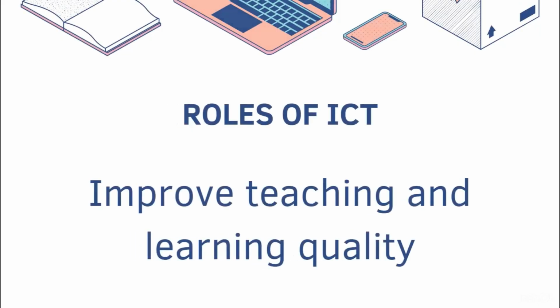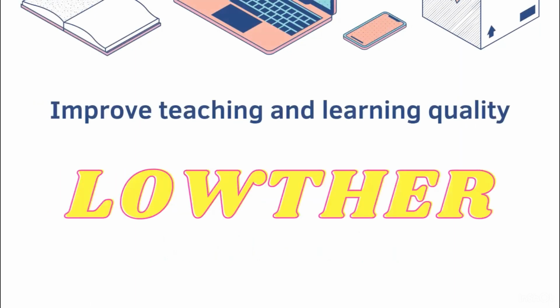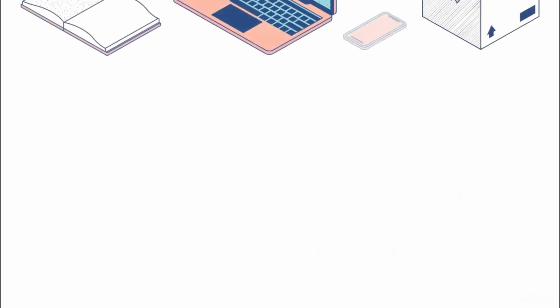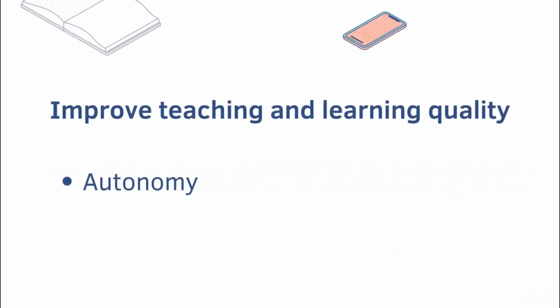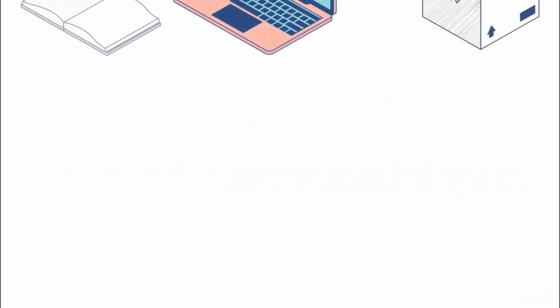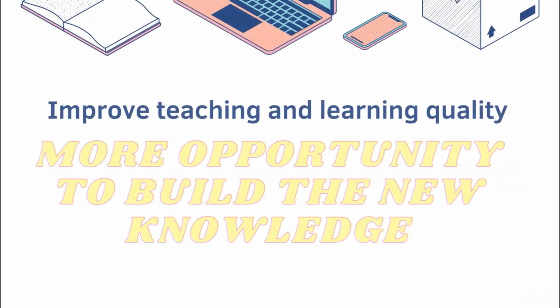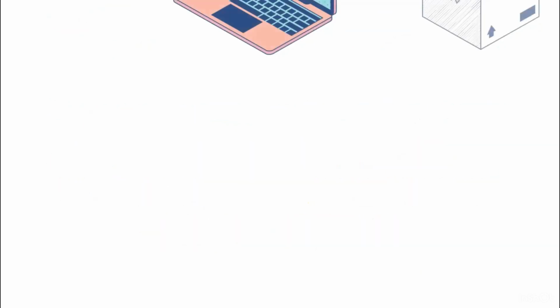The next role we have is that ICT improves teaching and learning quality. According to Luther, there are three important characteristics that are needed to develop good quality teaching and learning with ICT. These are autonomy, capability, and creativity. Autonomy means that students take control of their learning through the use of ICT. In this way, they become more capable of working by themselves and with others.